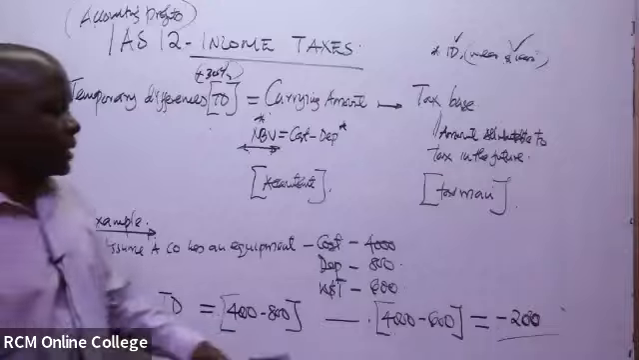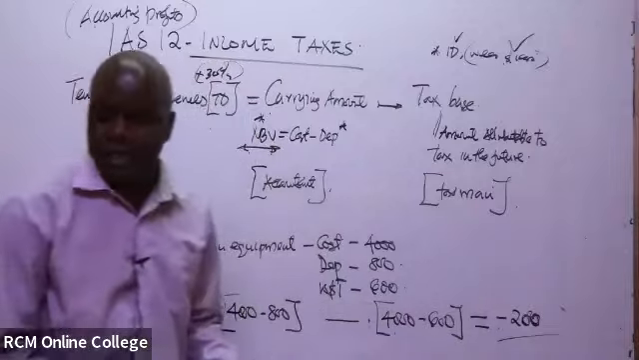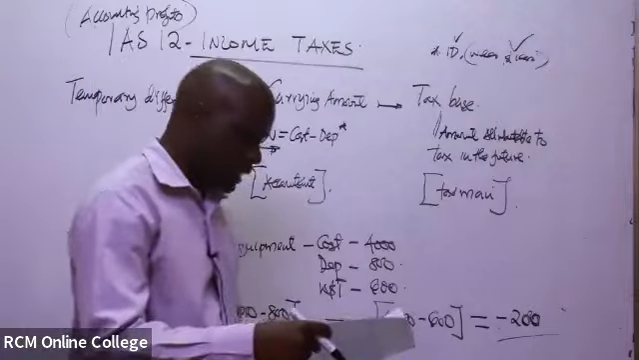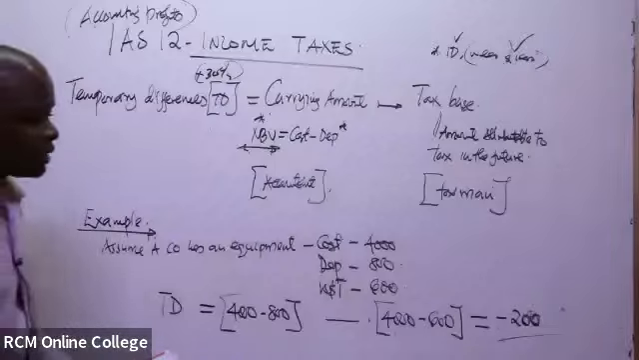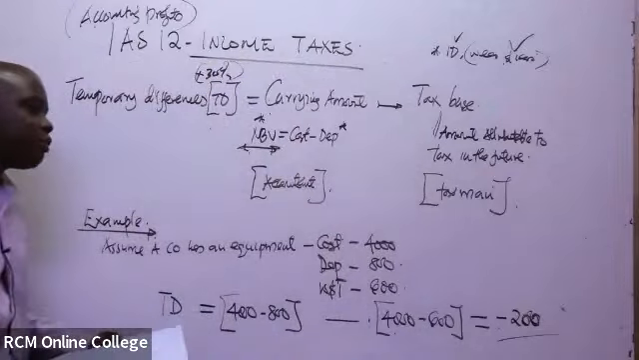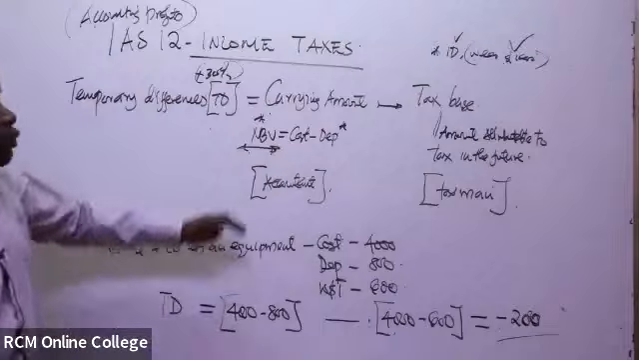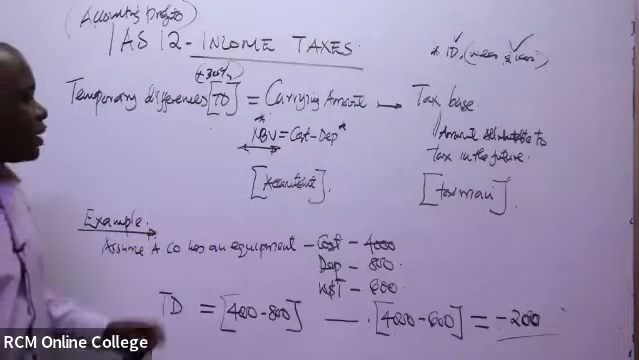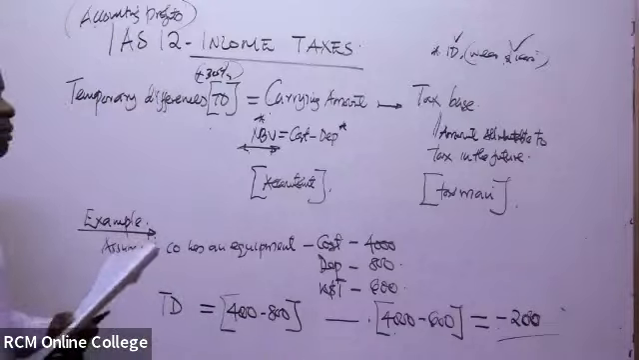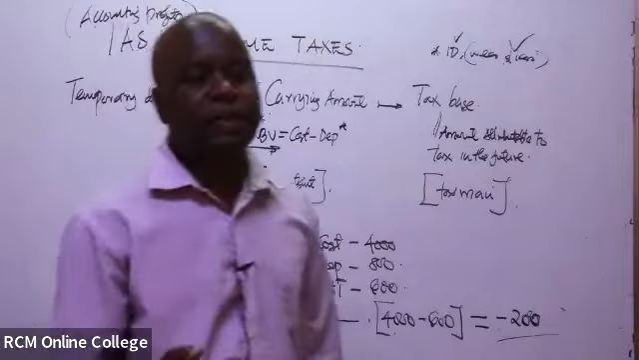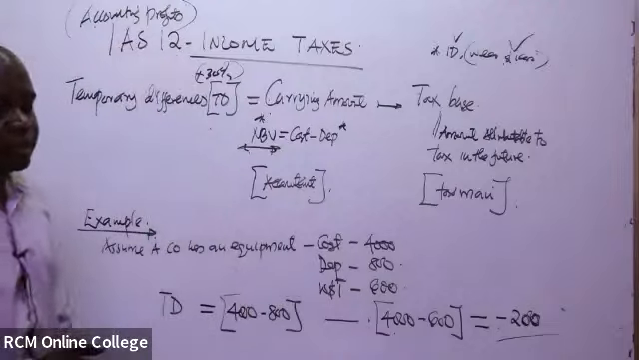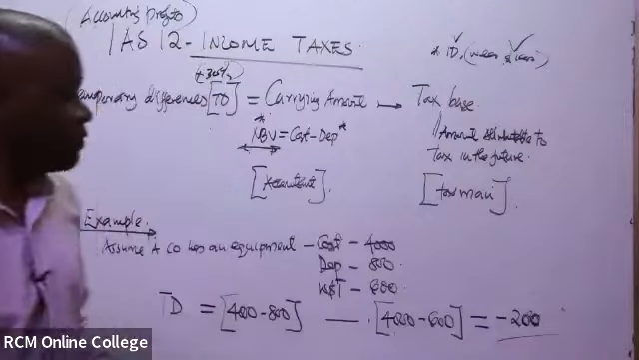So when it is negative, we refer to it as a deductible temporary difference. But when you get a positive, it will be a taxable temporary difference. If it is negative, it is a deductible temporary difference. If it is positive, it is a taxable temporary difference. In simple terms, that is how you arrive at the temporary difference. Now, there are types of temporary difference. They can be two: deductible and taxable.